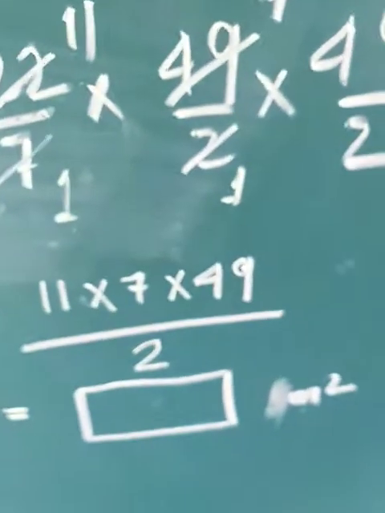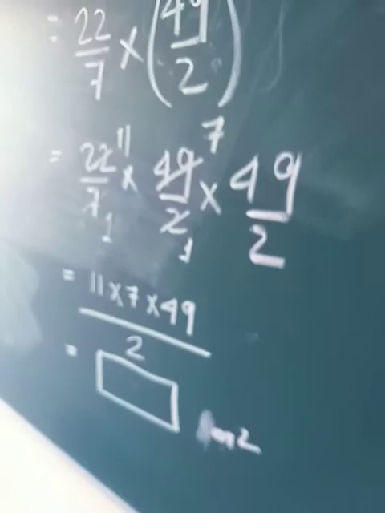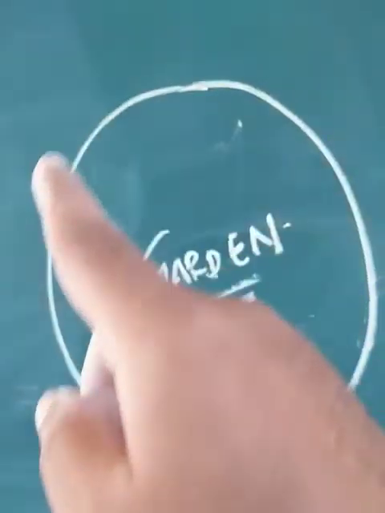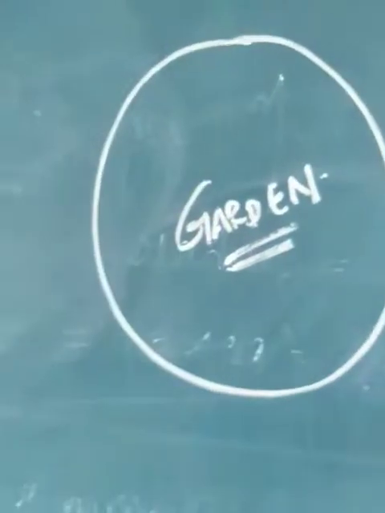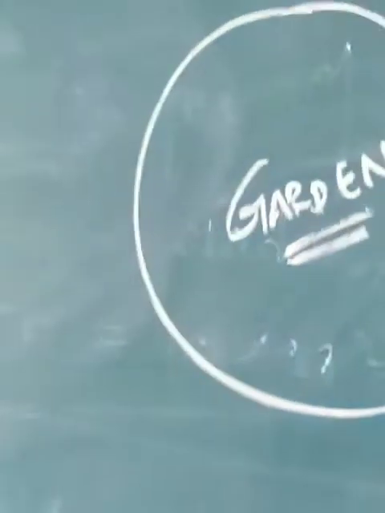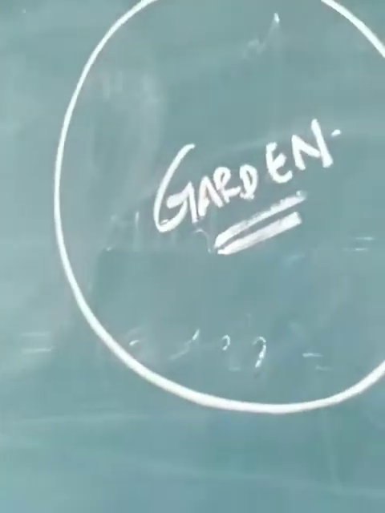Okay, so this is the solution of sum number 3. So let's move on to sum number 4. Now, question number 4 is, there is a gardener who wants to fence a circular garden. So this is a garden which is in the shape of a circle. Fine. Now, he wants to fence this garden with a rope. Okay, so I'm reading out the question. A gardener wants to fence a circular garden of diameter 21 meter.